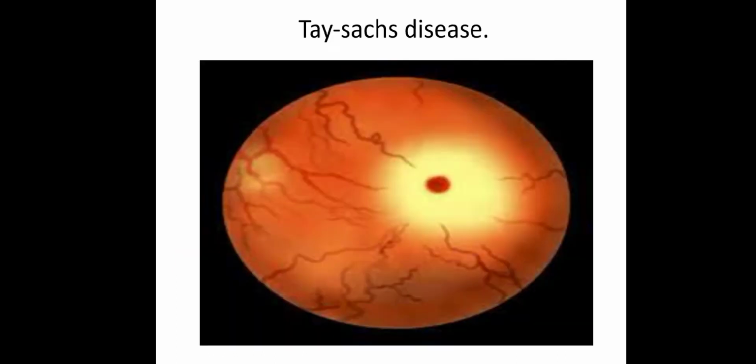Next, Tay-Sachs disease. Tay-Sachs disease is a hereditary, autosomal recessive disorder. It results from abnormal accumulation of glycolipid called GM2 ganglioside in the myelin sheath. As GM2 ganglioside accumulates, it disturbs the conduction of impulse. The patient suffers from blindness, loss of coordination, and dementia.